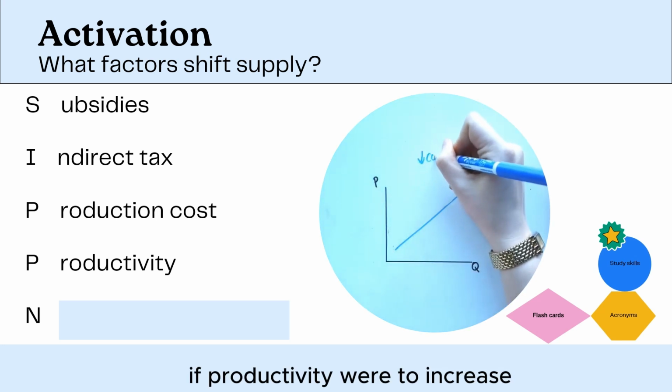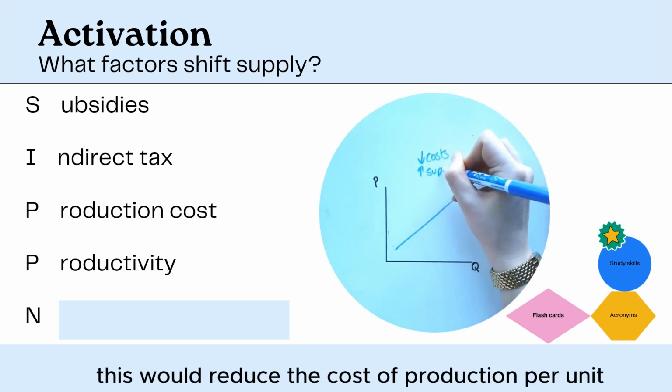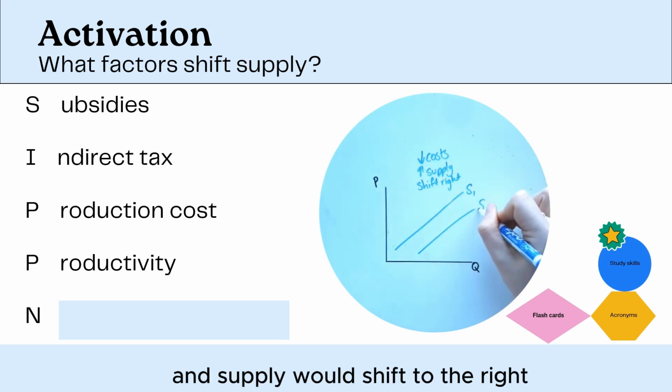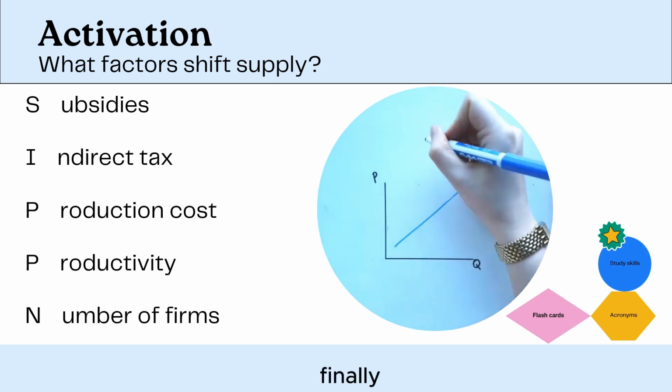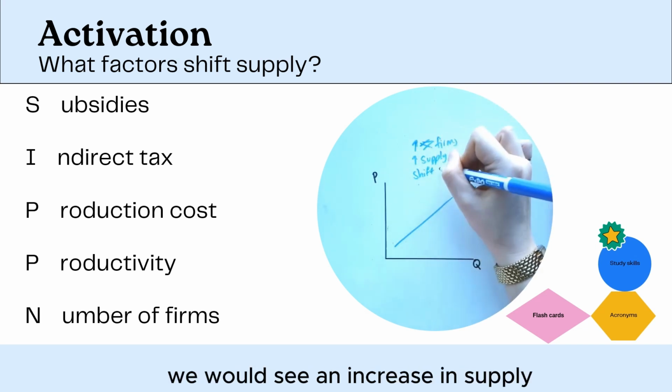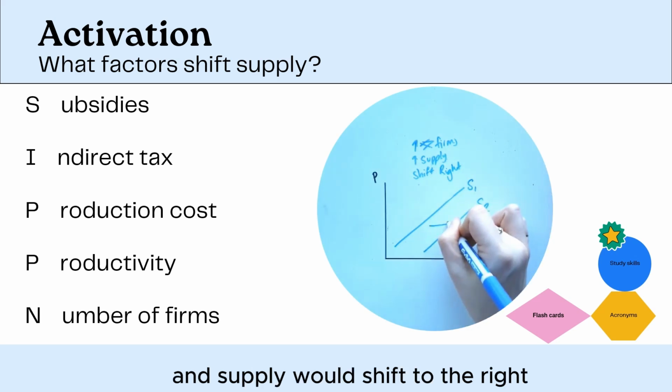If productivity were to increase, this would reduce the cost of production per unit. This would mean that we would see an increase in supply, and supply would shift to the right. Finally, if the number of firms in an industry were to increase, we would see an increase in supply, and supply would shift to the right.